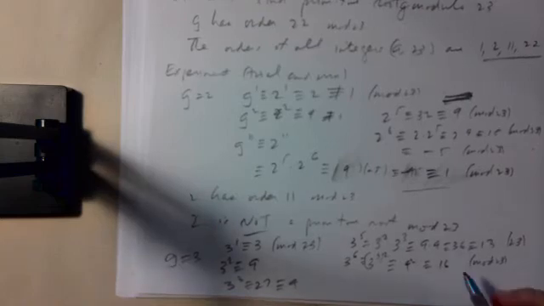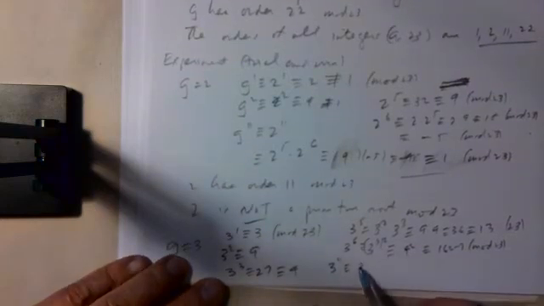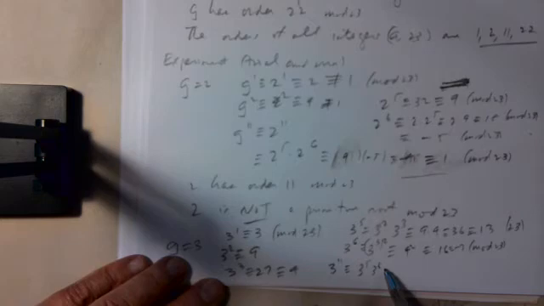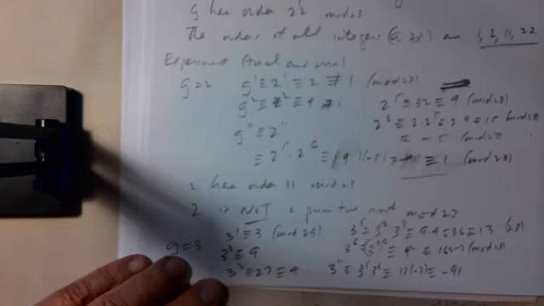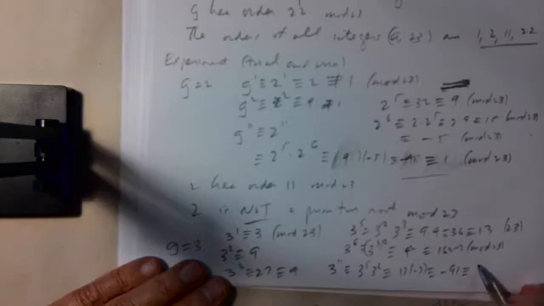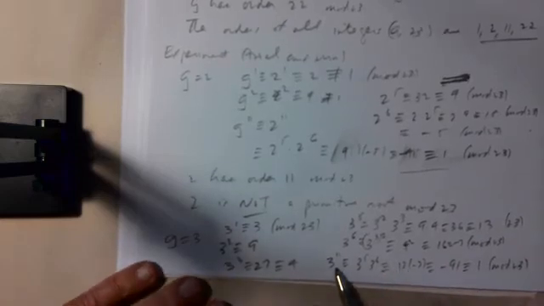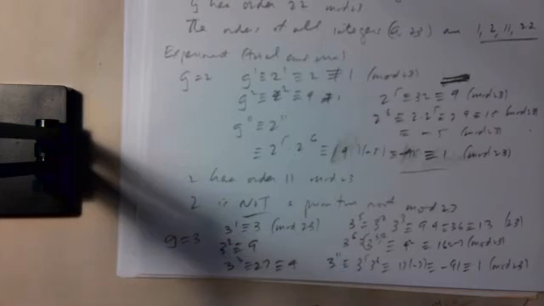Or minus 7, I guess, mod 23. So 3 to the 11th would be 3 to the 5th times 3 to the 6th. That's 13 times minus 7. That's minus 91 mod 23. Let's see, 4 times 23 is 92. So this is unfortunately also congruent to 1 mod 23. So 3 has order 11 mod 23. 3 is not a primitive root.